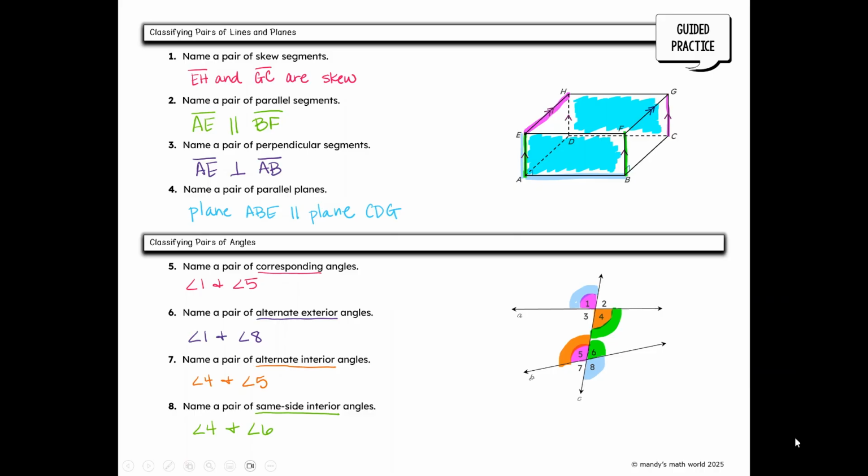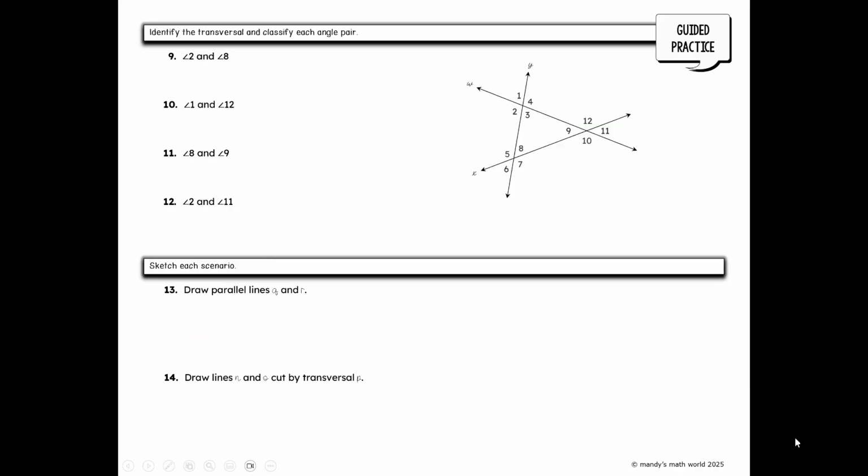Sure. Let's move on. The next section says to identify the transversal and classify each angle pair. So it's important to remember that both angles that are mentioned, they're going to be along the same line. Whatever that line is, that's your transversal.